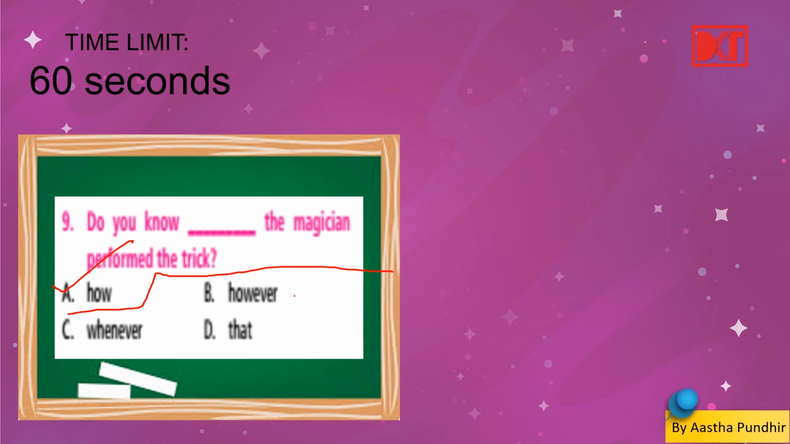Then however can be used for providing certain contrasting statements, whenever as a conjunction of time, and that for any statement like an indirect speech. Okay.